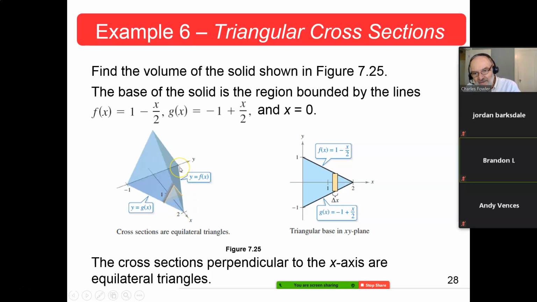You're going from 0, 1 to 2, 0. That line would have a slope of -1/2 and a y-intercept of 1, so that would be y equals -1/2 x plus 1.